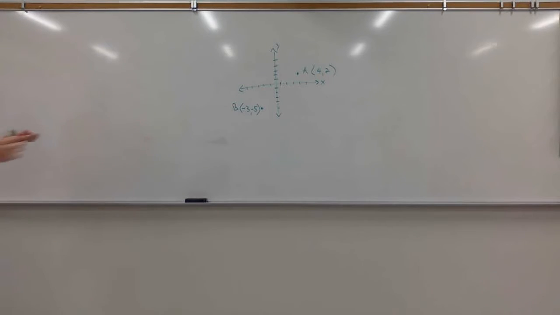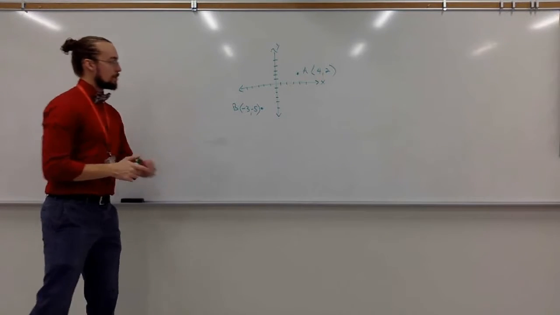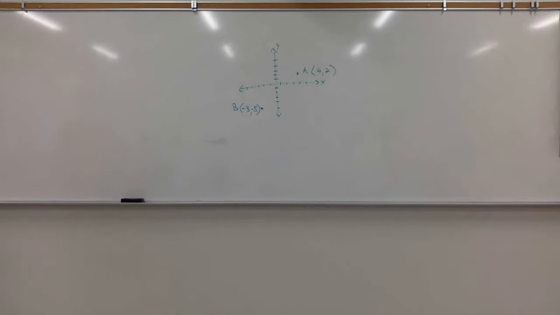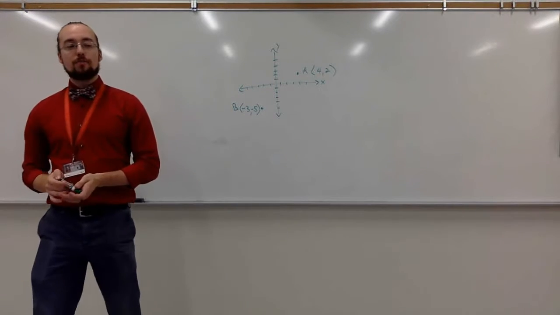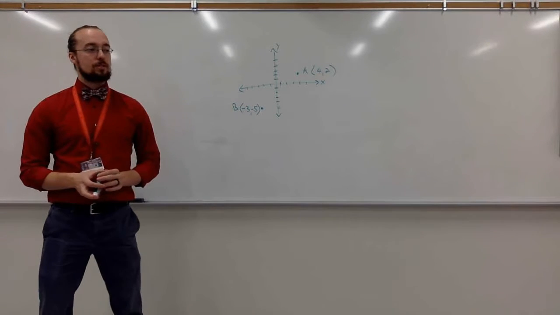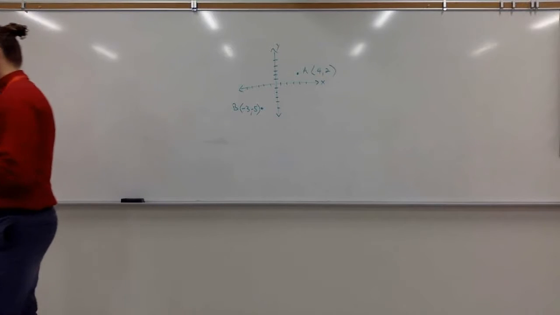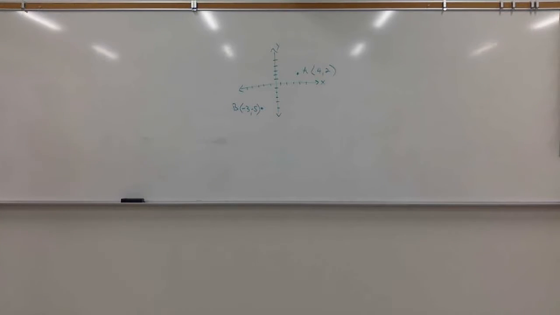Alright. Let's start with something like this, where we've got points A and B. A is at 4, 2, B is at -3, -5. Let's do midpoint first. Okay? I'm not going to give you the formula right off the bat. How do we find a point that's right in between two other points?